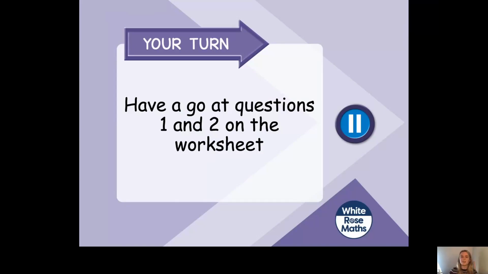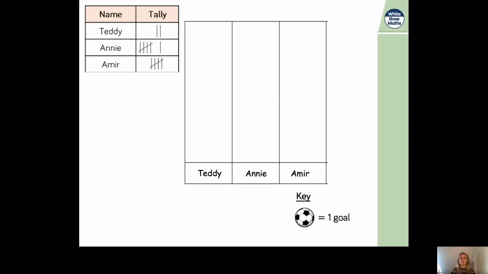Okay, Year 2, so let's carry on looking at pictograms. Oh, what do you notice about this pictogram? Yes, that's right. The last ones we've looked at have had rows, haven't they? But this one has columns. Now, this is a pictogram to show how many goals each of these people scored in their football match. Now let's have a look at the key.